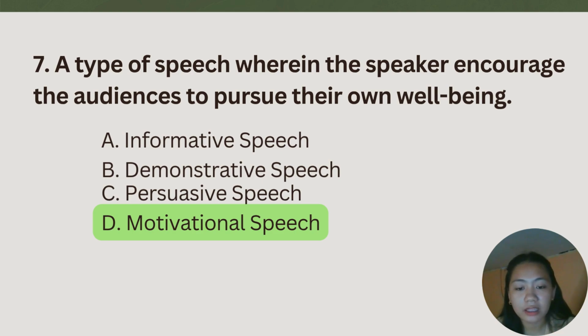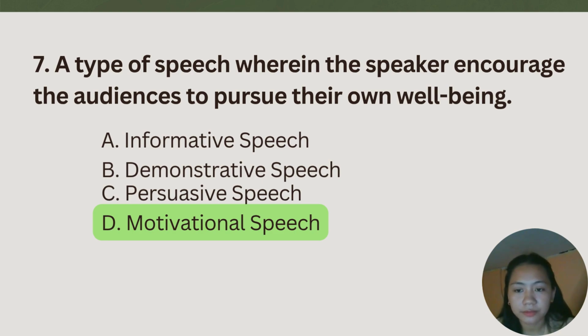Okay, so why are the other options incorrect? So we have informative speech. So informative speech aims to educate or inform the audience about a topic, not necessarily to inspire them. Letter B, we have demonstrative speech. So demonstrative speech shows how to do something through step-by-step explanation.